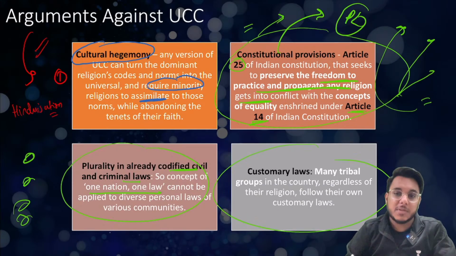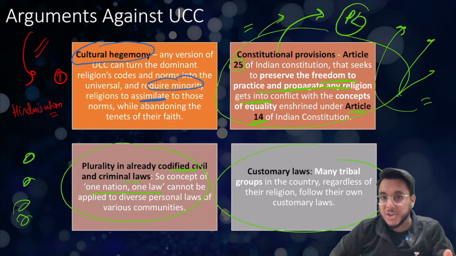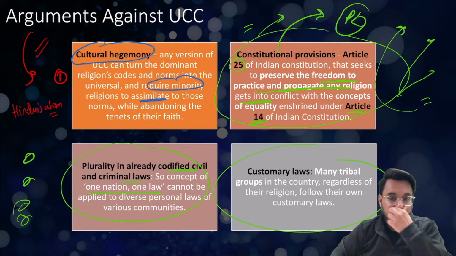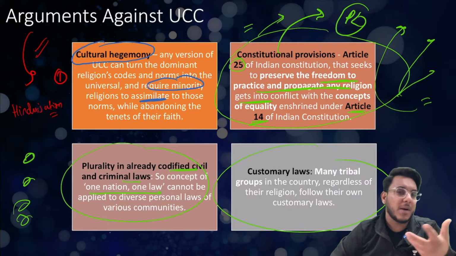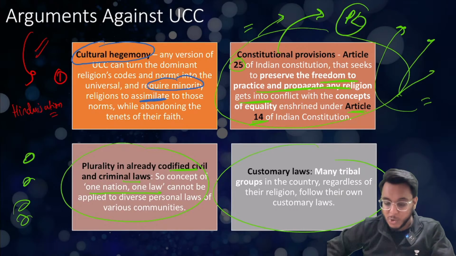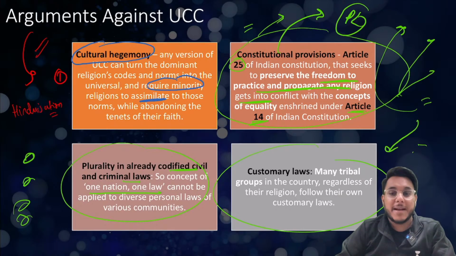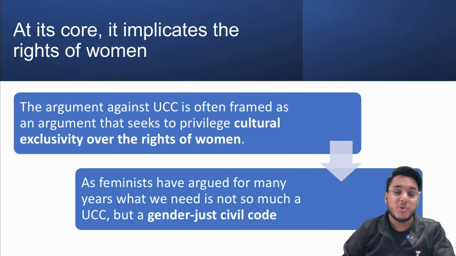Then next come the customary laws. Many tribal people, many religions, both majority and minority, have been given this right. It is a tradition that we have respected their customary laws, particularly tribal. Many of them have very different kinds of laws. So if the uniform civil code is applied, they will also not be able to practice. Tribal people will not be able to practice their own unique personal laws.